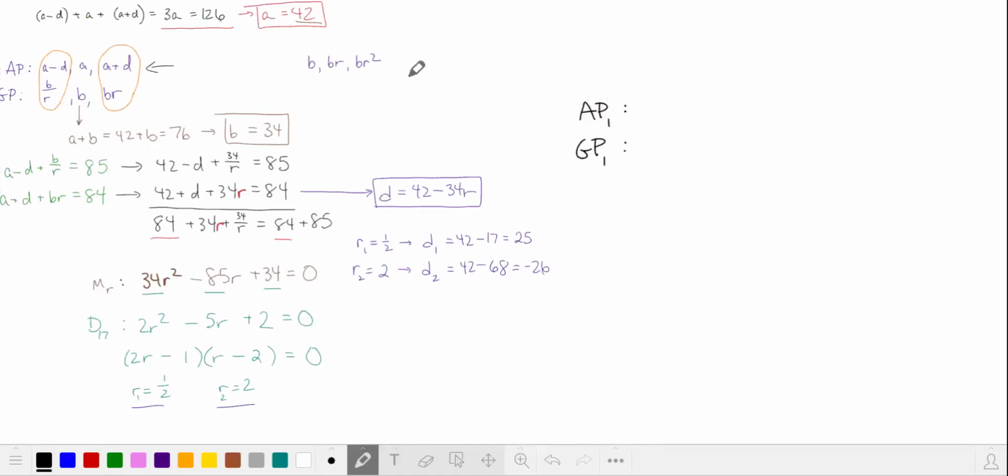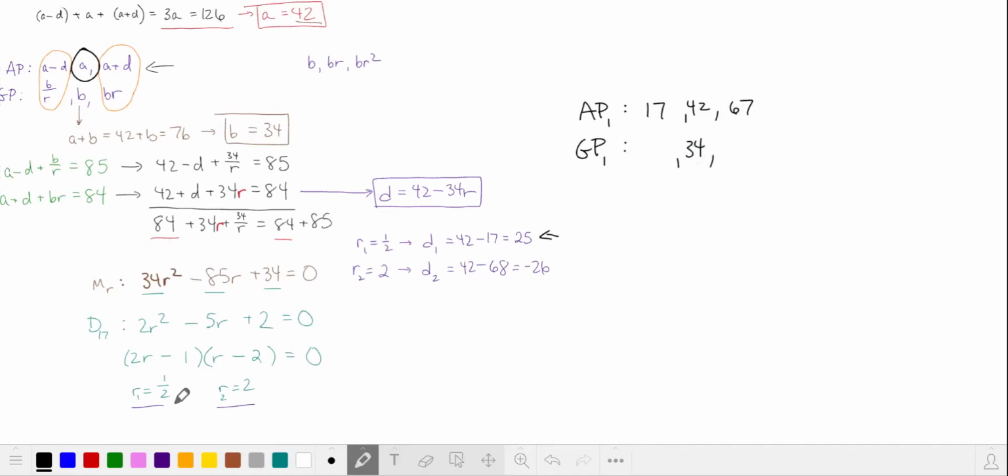For our arithmetic progression, our middle term again is a, so we'll put 42 in the middle, and we'll use d1 here, so we'll subtract 25 from 42 and get 17. Adding 25, we get 67. For our geometric progression, b is our middle term, so we'll put 34 here.